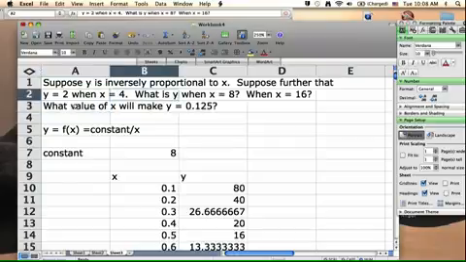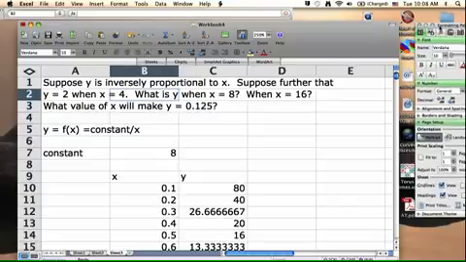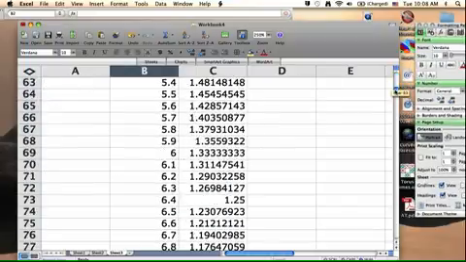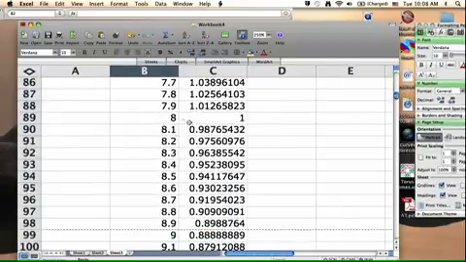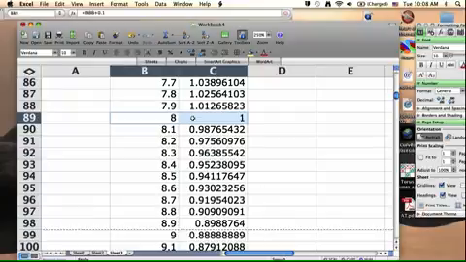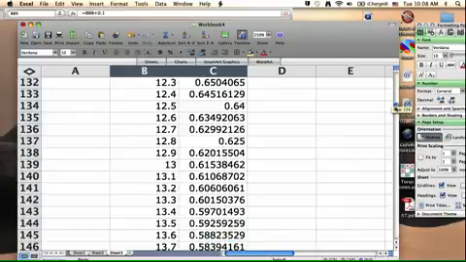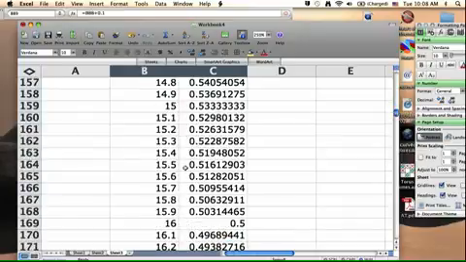What about the other questions? What is y when x is 8? And what is y when x is 16? We can answer that quickly with the table as well. When x is 8, y is 1. 8 divided by 8 is 1. The formula is easy too. What is y when x is 16? 8 divided by 16 is 0.5.